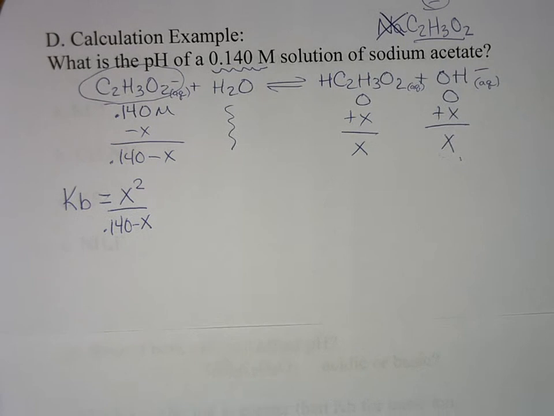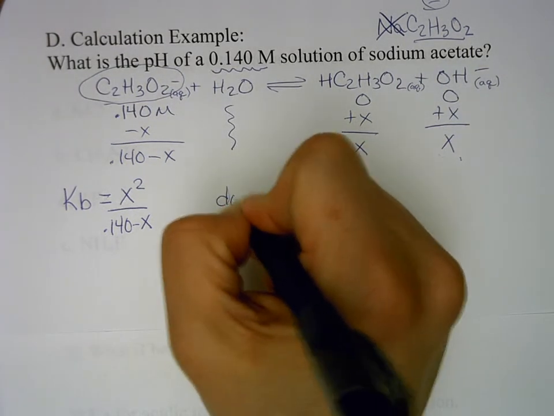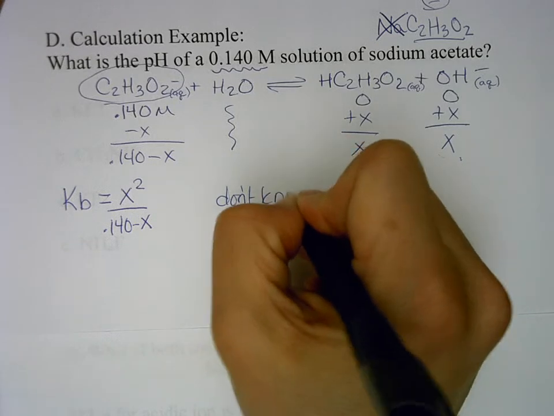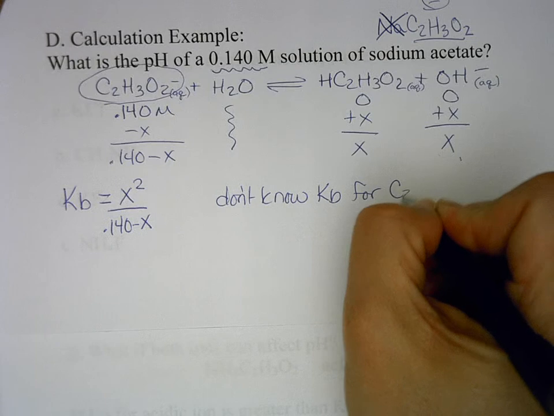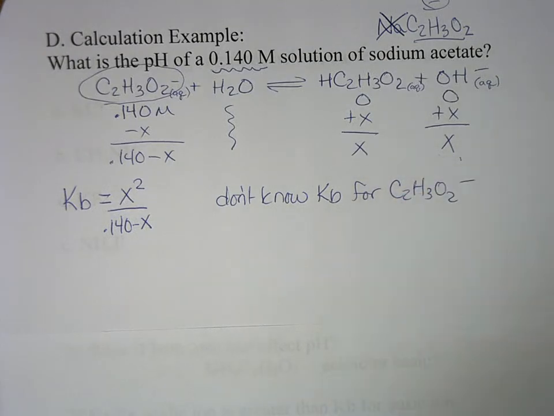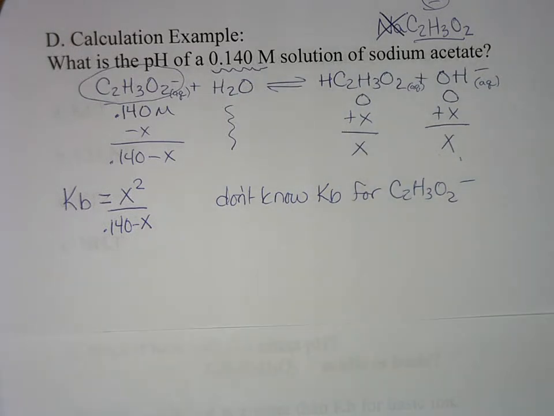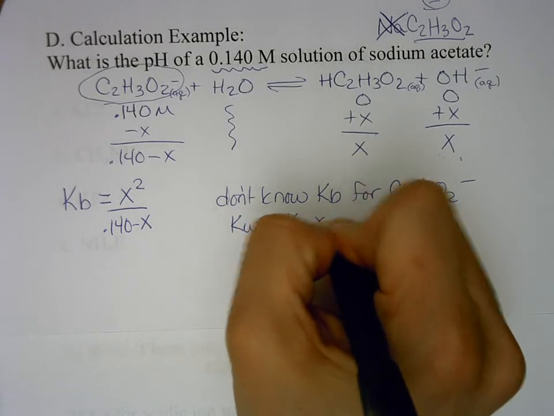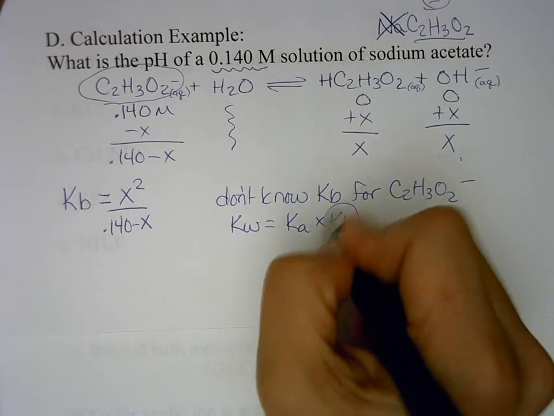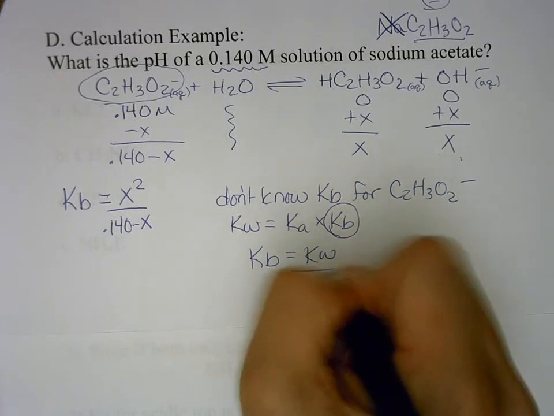Now here's where that previous equation is important. I don't know the Kb for the acetate ion, but I do know the Ka for acetic acid. And since they're conjugate acid-base pairs, and I know that Kw equals Ka times Kb, I want to solve for Kb. Kb equals Kw over Ka.